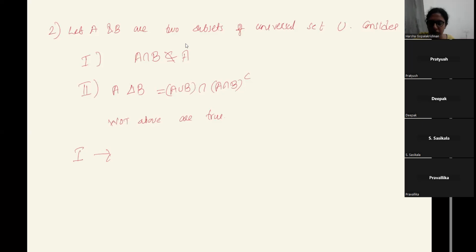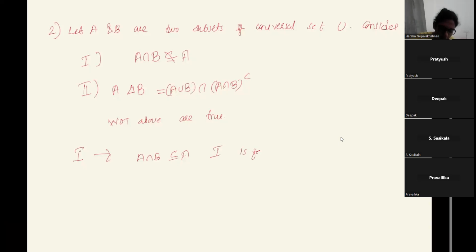Is A intersection B a subset of A or not? It's a subset of A. It is a subset of A. A intersection B is a subset of A. So, one is false.